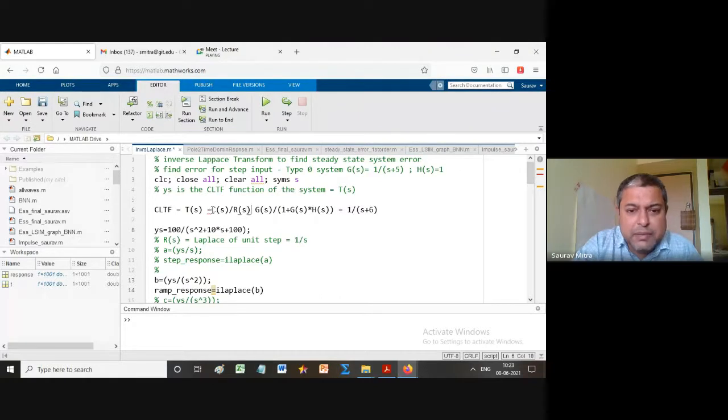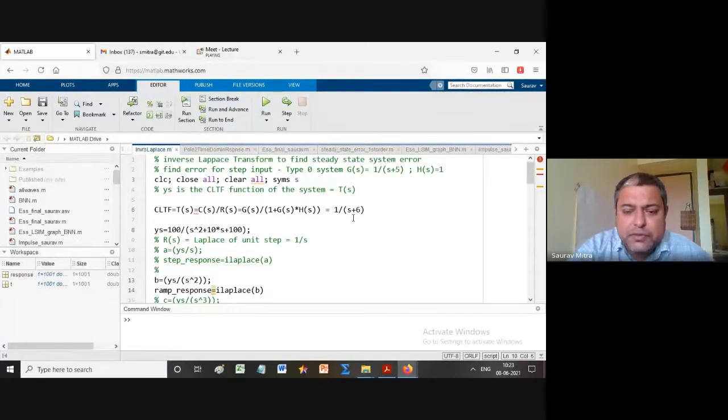This write-up about the third method is also with me. I will post it today, and looking at that, you will understand. So CLTF is equal to TF. We have seen that for a closed loop system, obviously with negative feedback, CLTF is equal to T(S), which is C(S) by R(S), equal to G(S) by 1 plus G(S)H(S). G(S) is 1 by S plus 5, and now you are finding that CLTF is 1 by S plus 6.